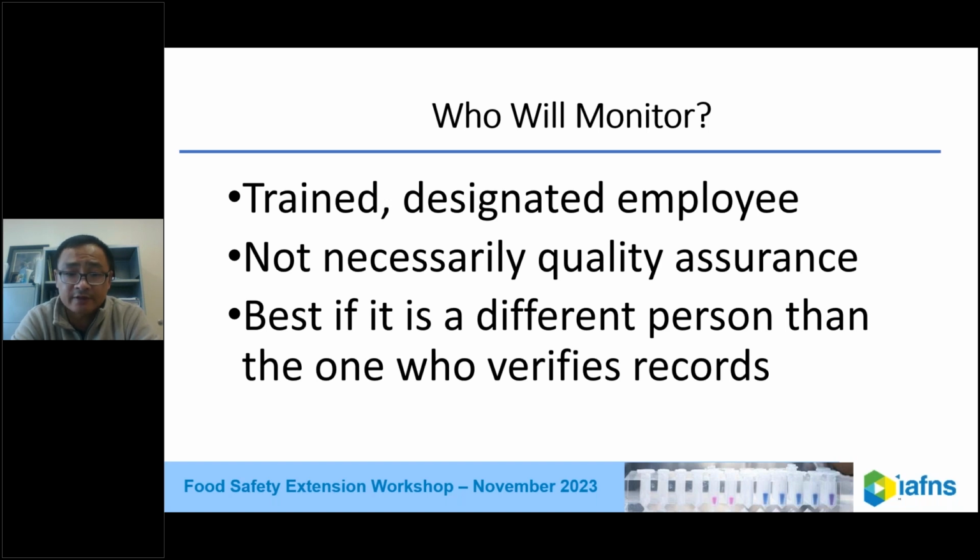And another thing is that usually we do the verification procedure, verifying the records. There's a person to do that. The monitoring person has to be a different person than that. But it really depends on the company. In a lot of small companies, the verification person and the monitoring person may be the same person. So that really depends on the scale of the company.